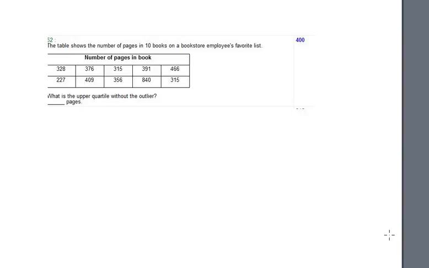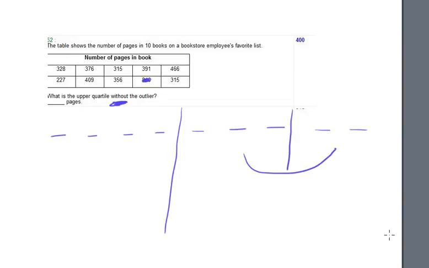Okay, so here's the one without the outlier. So then you simply get rid of this. And then it wants to know what the upper quartile is. So you put these in order again. You've got to put them all in order from smallest to largest. You're going to find the upper quartile and find the median of that upper quartile. And that's where you'll come up with 400.